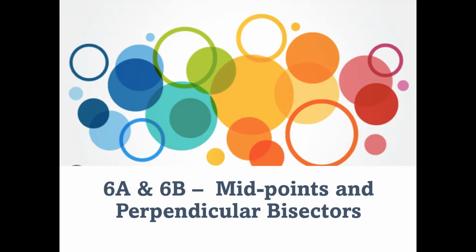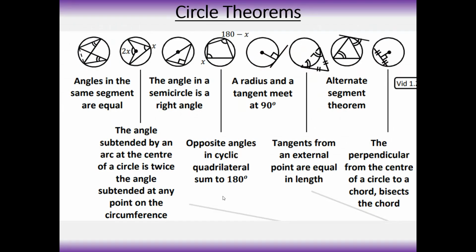In this section, we'll be looking at how to calculate the midpoint of a line section, and the perpendicular bisector. We went through these skills briefly in the last chapter, chapter 5, but I'll just make sure you understand them again. Here are some circle theorems.